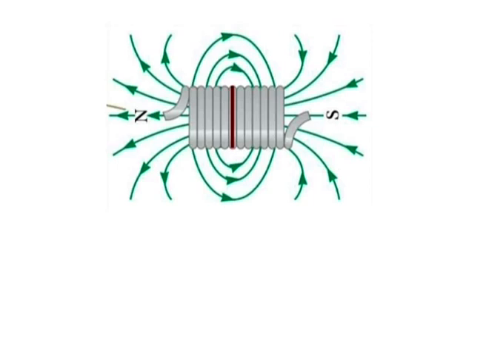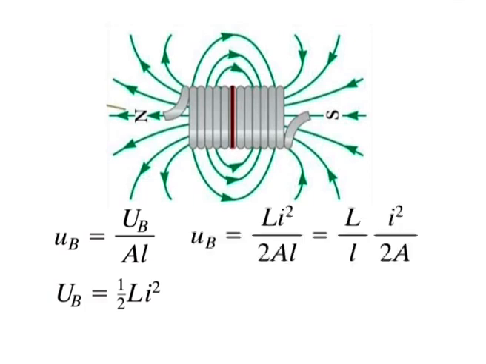Thus, the energy stored per unit volume of the field is small u_B is equal to capital U_B over Al, or since capital U_B is equal to half L i squared, we have small u_B is equal to L i squared over 2Al, which is equal to capital L over small l times i squared divided by 2A.